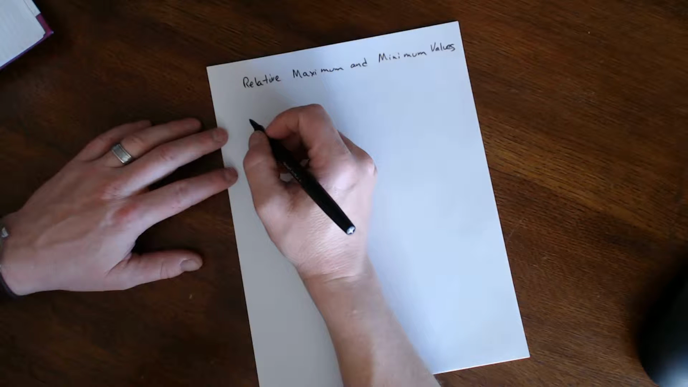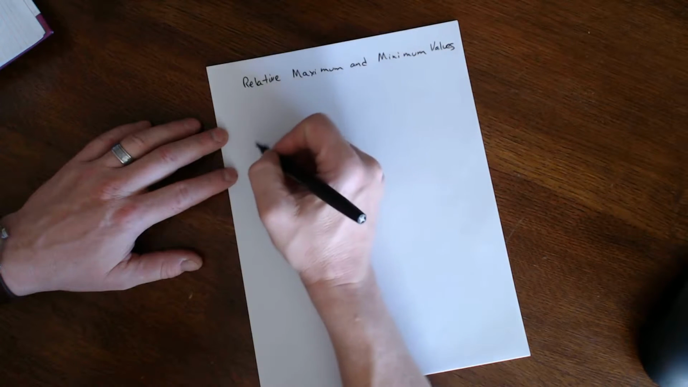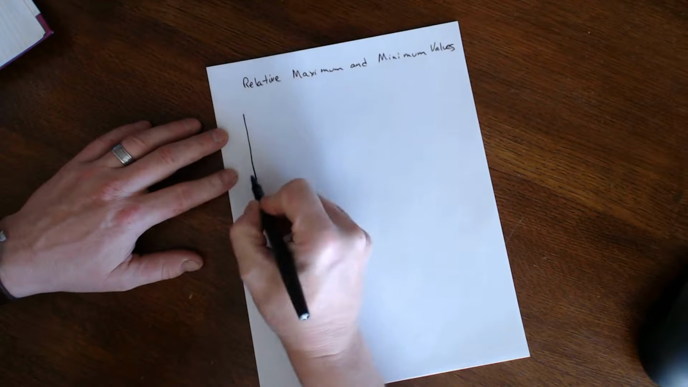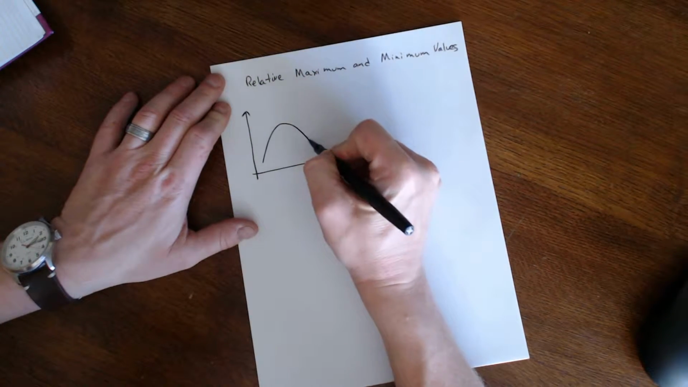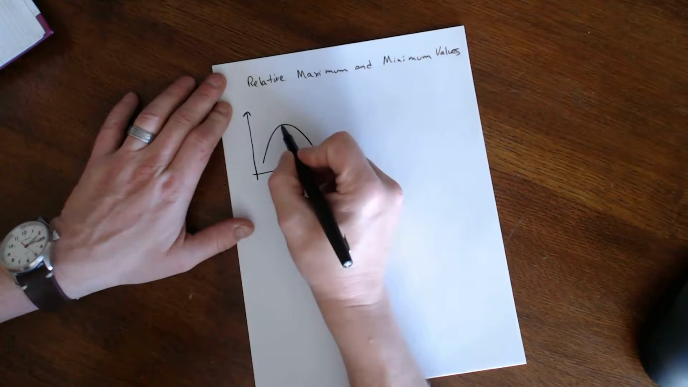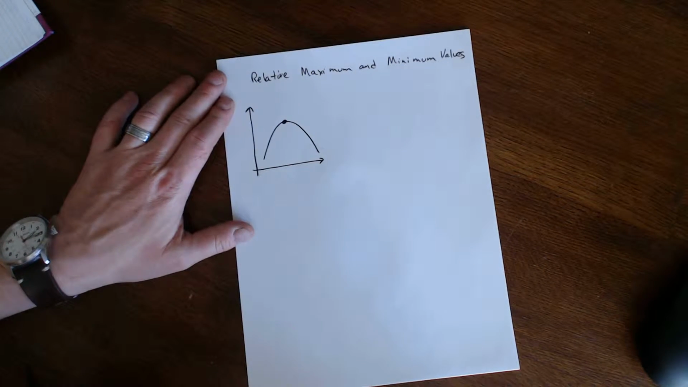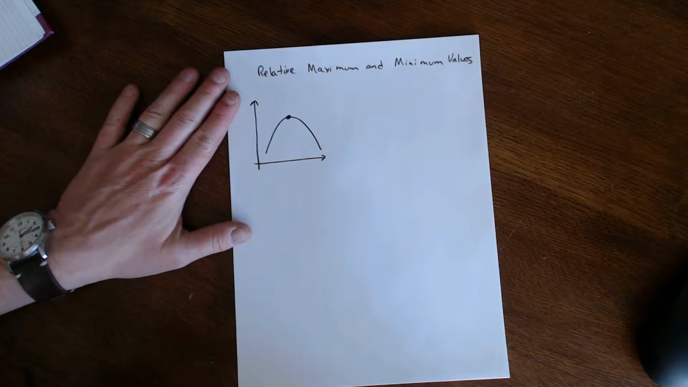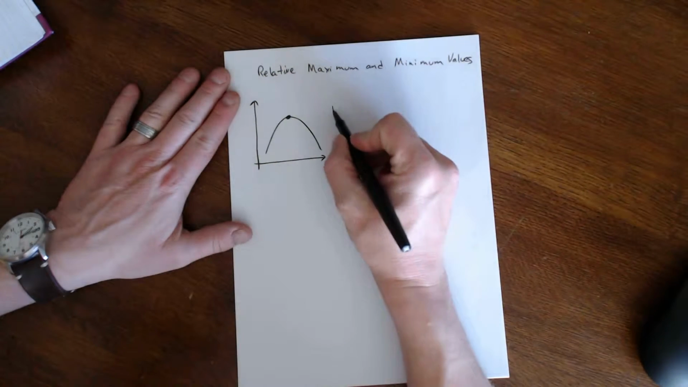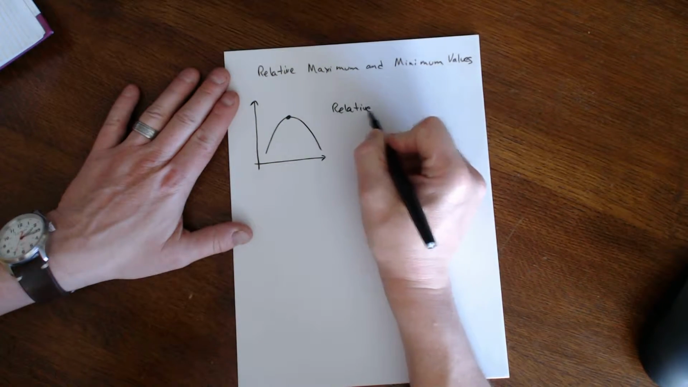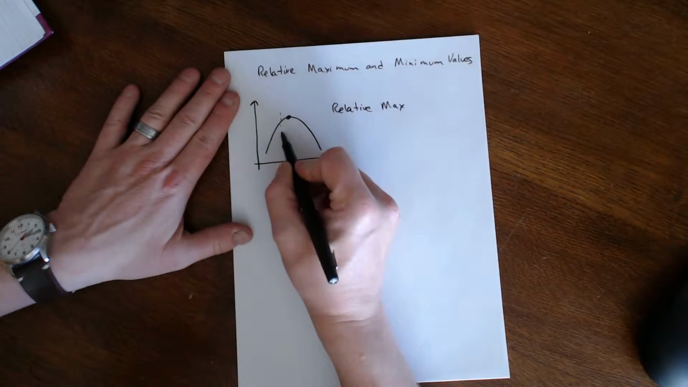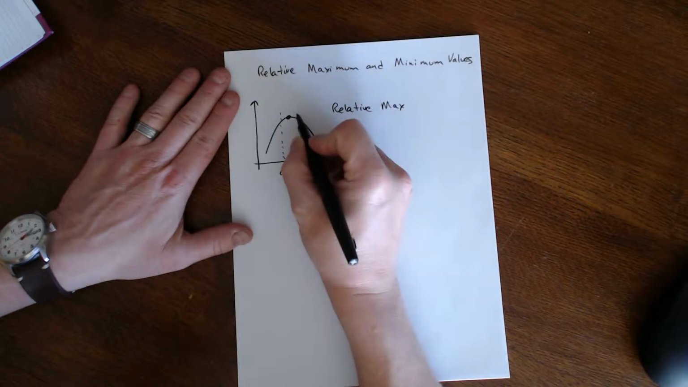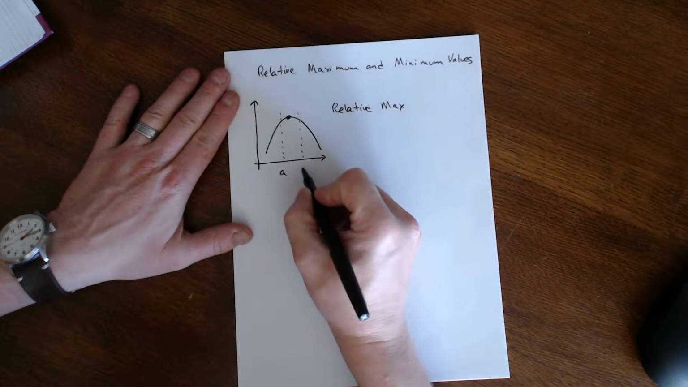This video, if we have a function and your function looks like this, you have a little hump here and you have a point. What we want to do is determine if this is a relative max. So what we do is establish a neighborhood in which to look for that relative max.